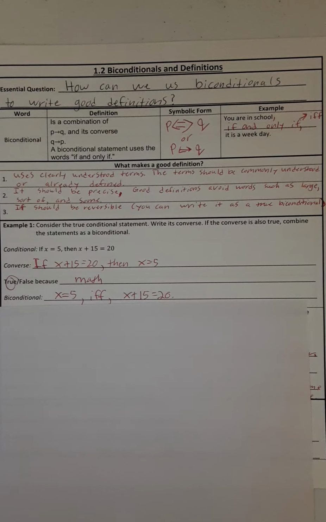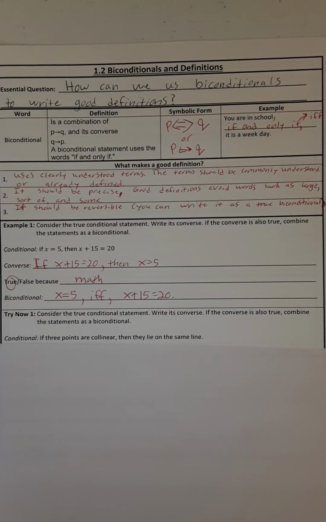Next, for the try now, you're going to do the same process. Write its converse, determine if it's true, and then write the biconditional for: if 3 points are collinear, then they lie on the same line. So pause the video now and try this one.